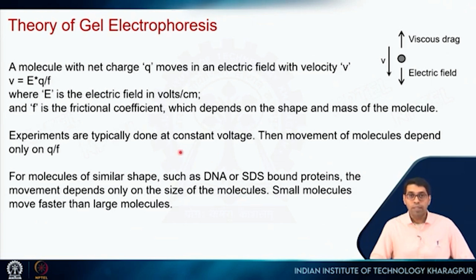So the result is that the movement of these molecules depends only on the mass of the molecule, because you have made the shape also uniform, right? So it will depend only on the mass of the molecule. Now smaller molecules will move faster, larger molecules will move slower, because smaller molecules can pass through small pore size and large pore size, whereas larger molecules can move only through the larger pore size, right? So that is how we can separate our molecules according to size.